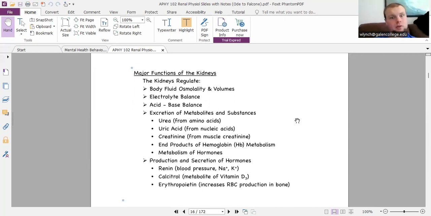Kidney is also able to produce its own hormones. We have renin, which is going to act in the renin-angiotensin-aldosterone system. This is going to monitor blood pressure and electrolyte concentrations. We have calcitriol, which is a metabolite form of vitamin D. And we have erythropoietin, or EPO, which is going to stimulate the bone marrow to produce more red blood cells.